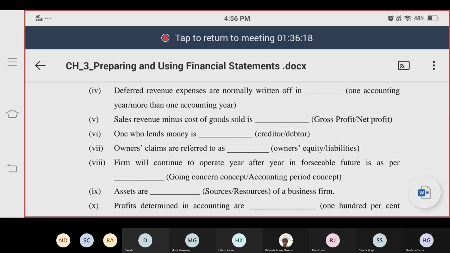Okay. Next, sales revenue minus cost of goods sold is gross profit or net profit? This is very easy. Nitesh, what is it? Very easy. We have already discussed this 2-3 times.